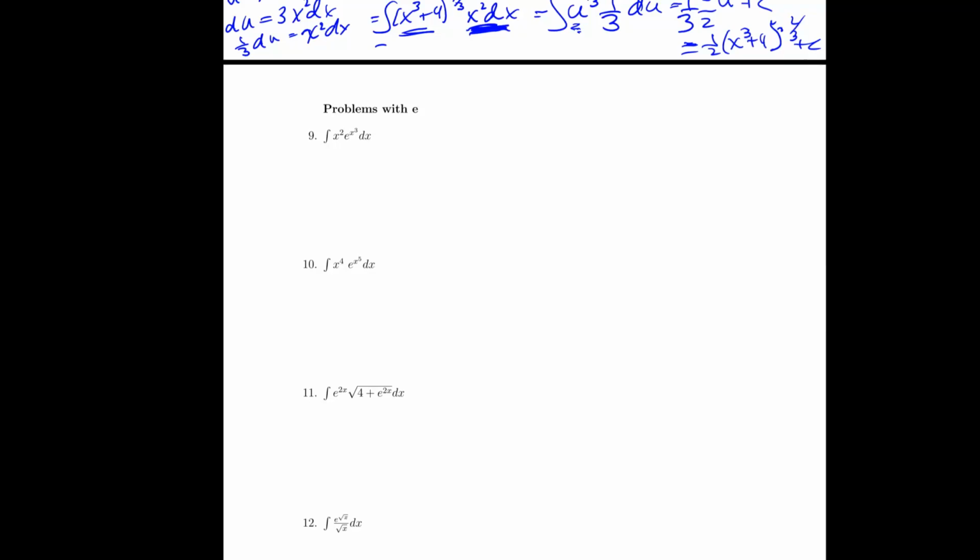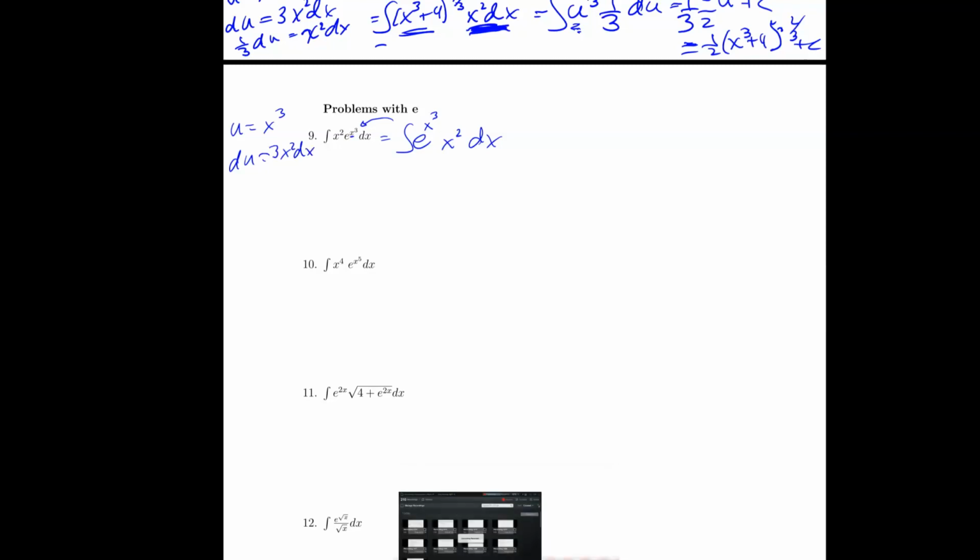Now we're going to do some u substitution with some e's. So remember, the inside of the e is a good u. So I'm going to let u equal x cubed. Again, I'm going to suggest you rewrite it. So then this comes off to the side, right? So du will be 3x squared dx.